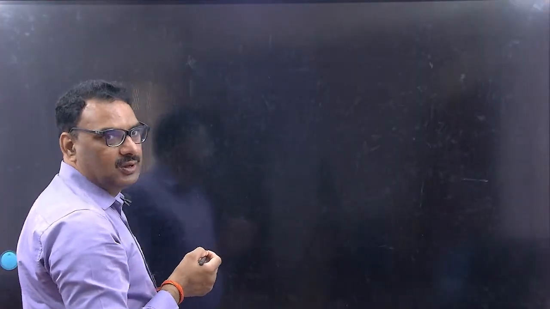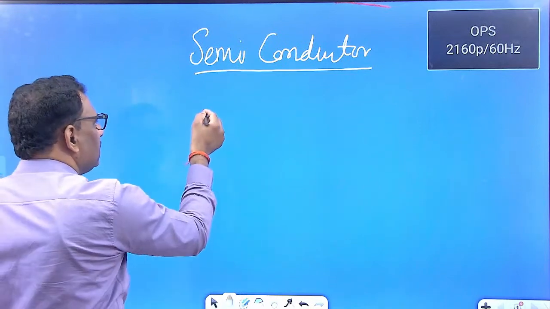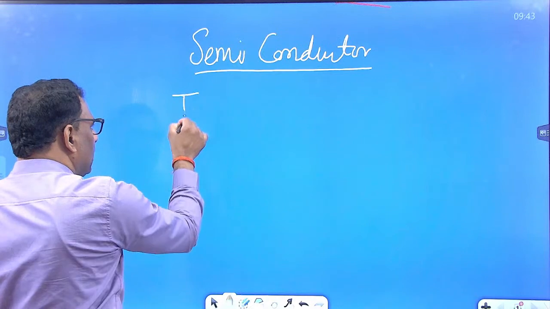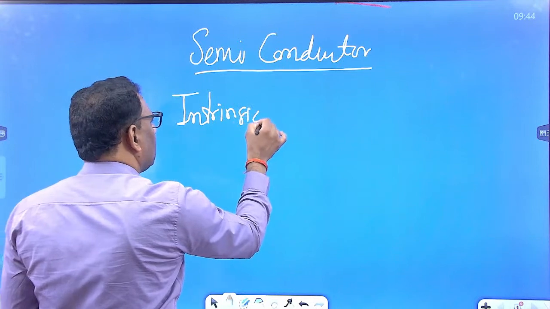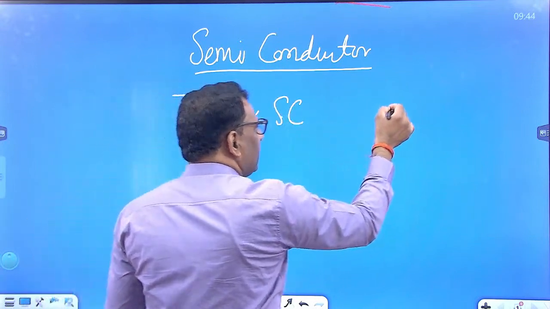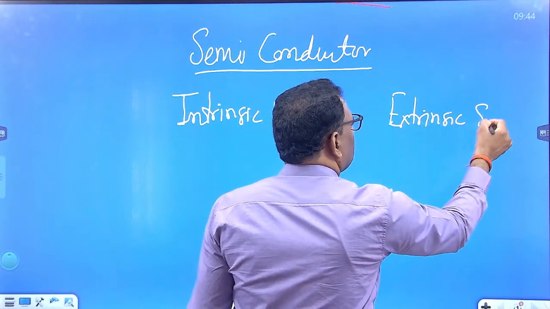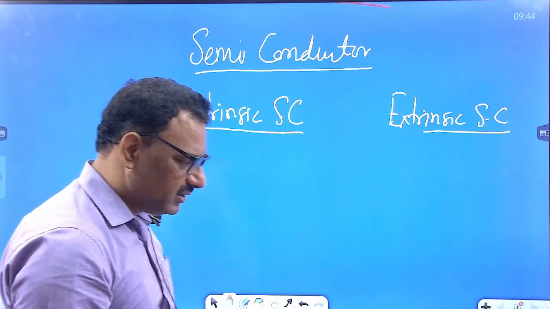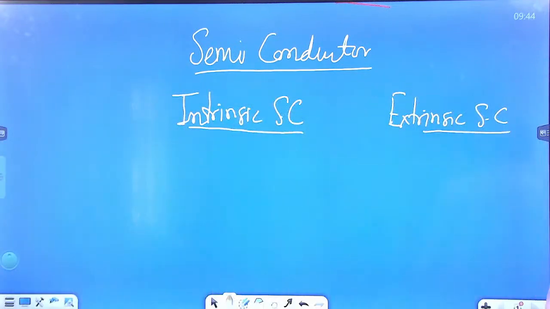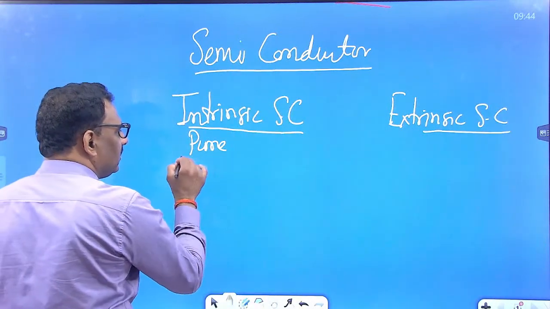On the basis of this, we have two types of semiconductor. One is intrinsic semiconductor, the other is extrinsic semiconductor. What is intrinsic semiconductor? You can say it is a pure semiconductor. There is no impurity in it. It is pure.